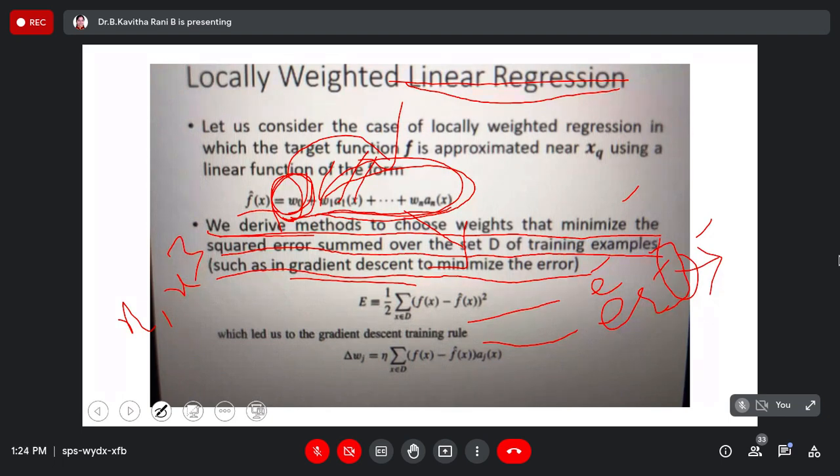Okay, so now what we are doing: once executed, we will get some error. The difference between the original value and the predicted value, now sum them. That will give you the sum square error for the particular model.